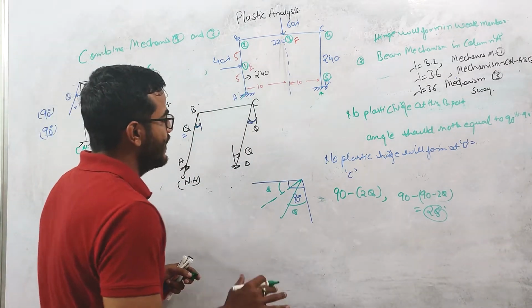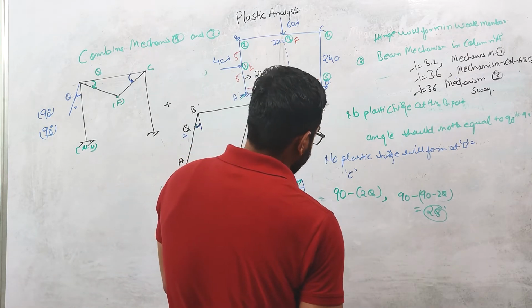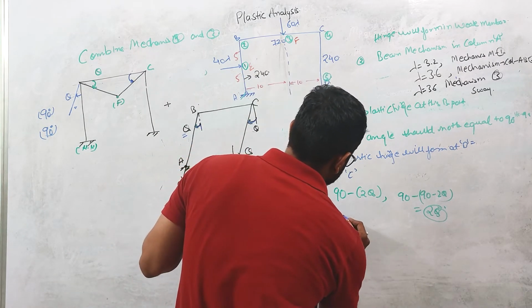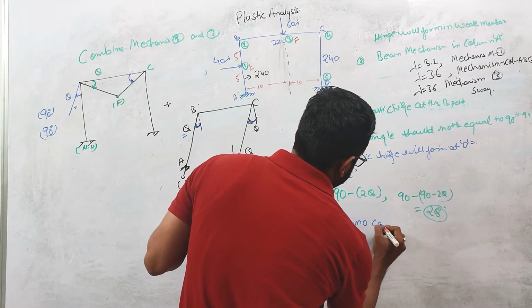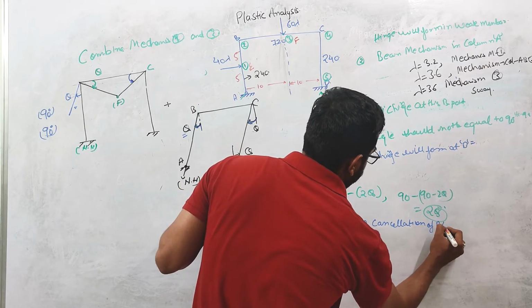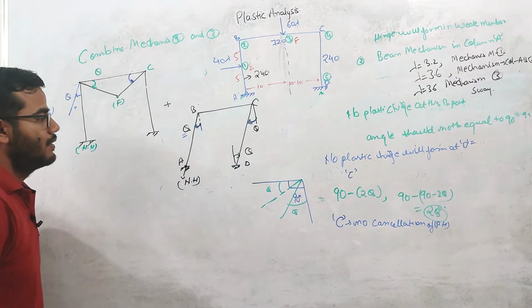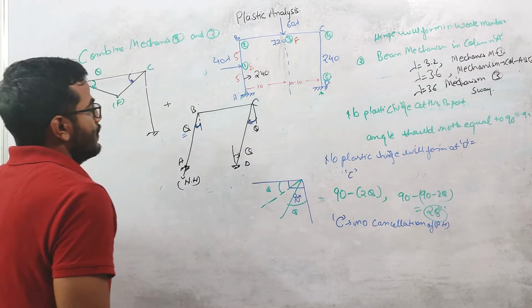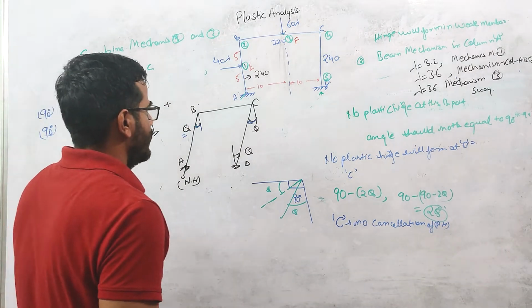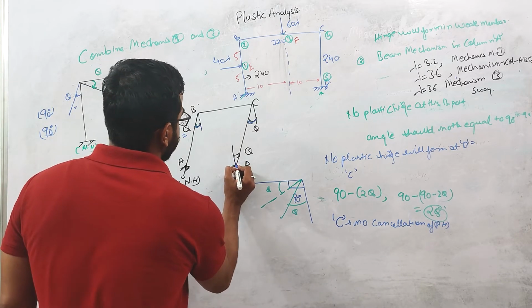So plastic hinge will be there. At C, plastic hinge, no cancellation of plastic hinge. Why? We have already discussed. There should be relative rotation between two members if the plastic hinge is there. Now let us come to this D point.